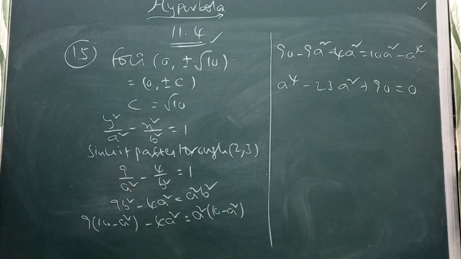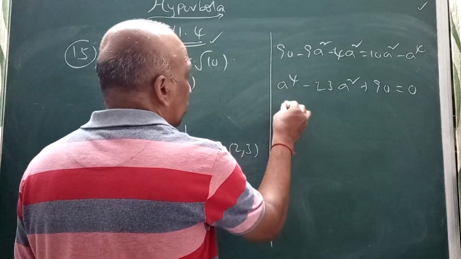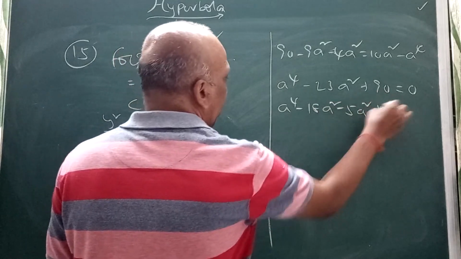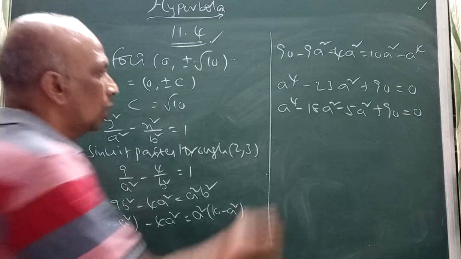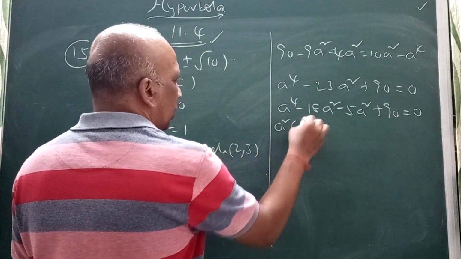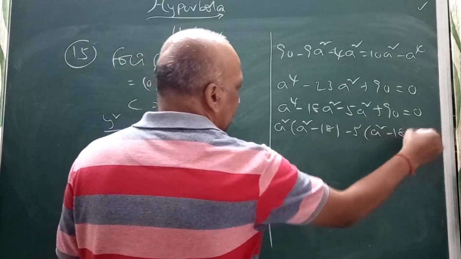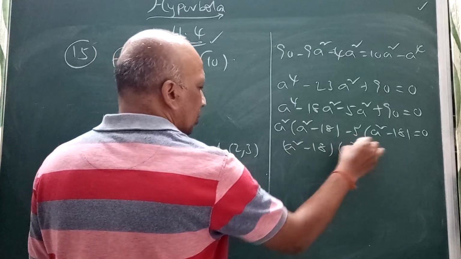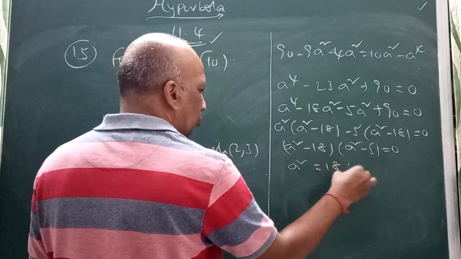You should find the factors of this. So 18 and 5, right? 18 times 5 is 90, right? A power 4 minus 18a square minus 5a square plus 90 equal to 0. You can take a square common, you get a square minus 18. I can take 5 common: a square minus 18 equal to 0. Again, you take a square minus 18 common: a square minus 5 equal to 0. A square is equal to 18 comma 5.